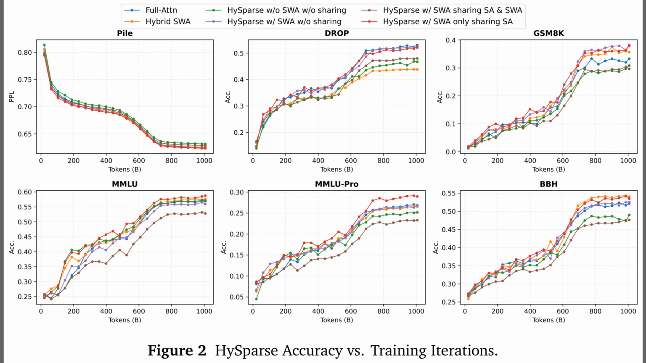Alright, moving from the final scores to the learning dynamics, Figure 2 tracks performance against the number of training tokens across 6 diverse benchmarks. The red line represents the optimal HySparse configuration, which consistently matches or even exceeds the full attention baseline shown in blue. Crucially, these plots also serve as an ablation study. Notice the brown line, especially visible in the MMLU and GSM-8K charts. This line corresponds to sharing the key-value cache for both the sparse and sliding window branches. Its significantly lower accuracy confirms that the sliding window component needs its own independent memory to effectively capture local context.